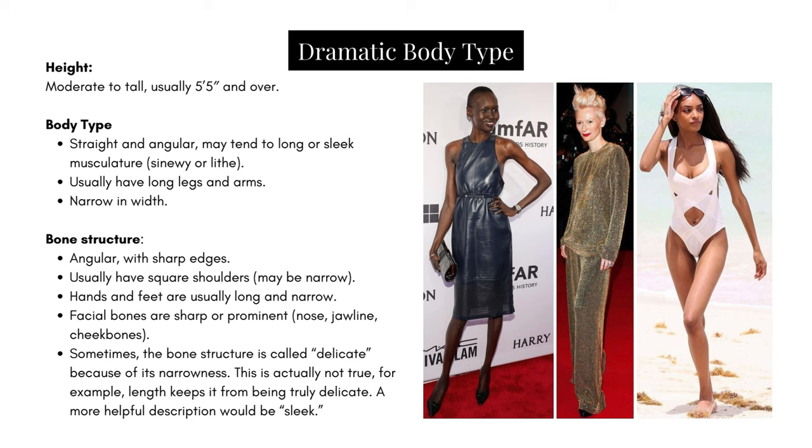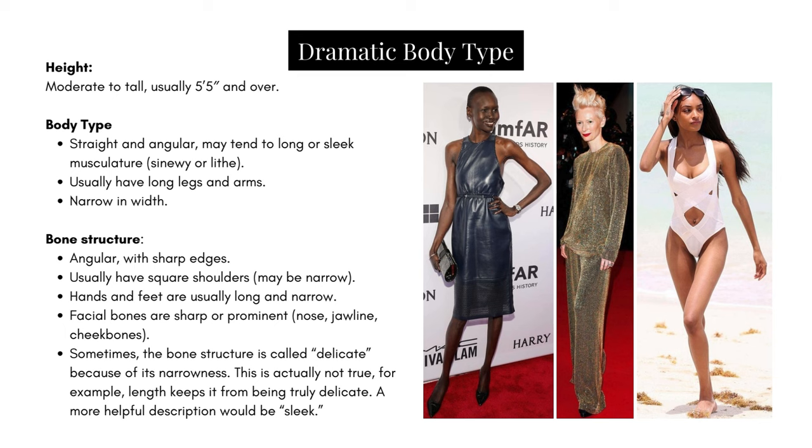Body type. The dramatic body type is straight and angular, and may tend to long and sleek musculature. These women have very little flesh on their bones, regardless of weight, typically. They usually have long legs and arms, and they are narrow in width.